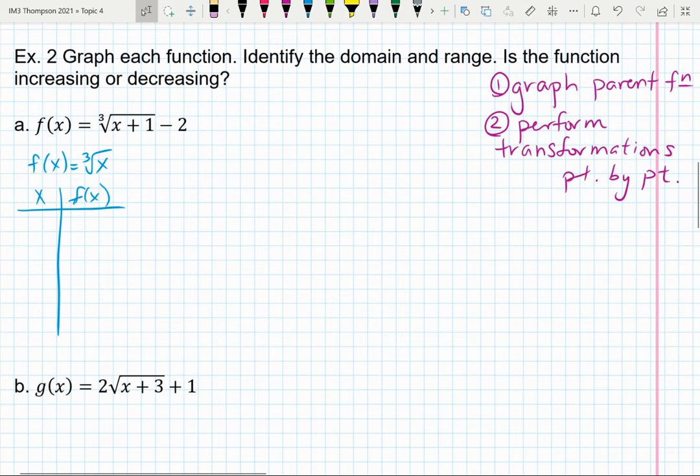So I'm just going to go back to the cubed root, and I'm like, okay, wait. I want the table for the cubed root function. So I could plug it back in if I wanted to, or I could copy it from above. Right? The cubed root of -8 is -2. The cubed root of -1 is -1. And I get these values.